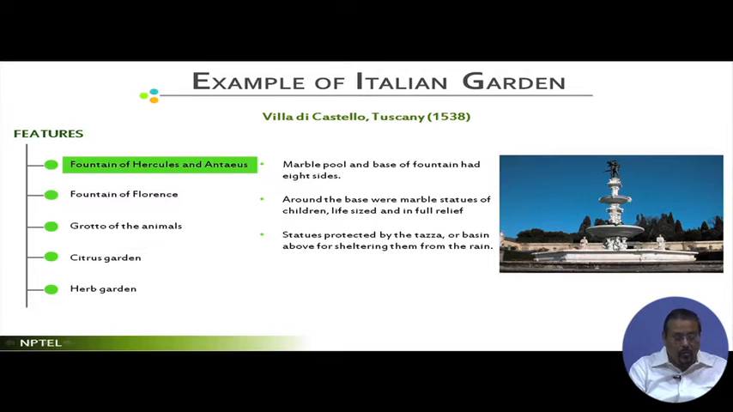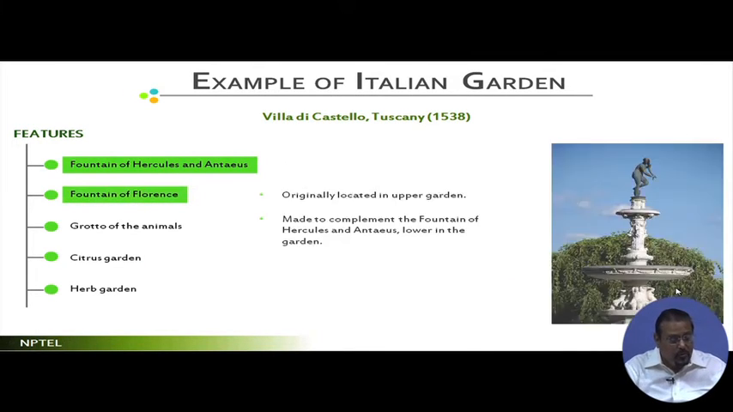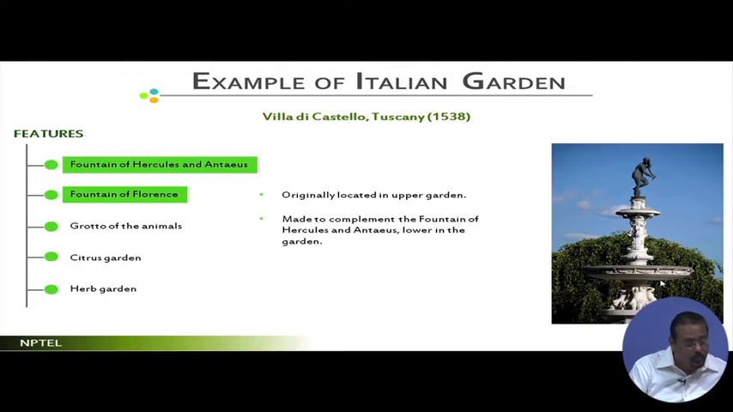And around the base also we have the marble statues, and this is the basin in which the water is to come in, and that is to flow down to the different places. In the Fountain of Florence, this was located at the upper garden. This is almost like, to emulate or complement the fountain of Hercules and Antiochus.